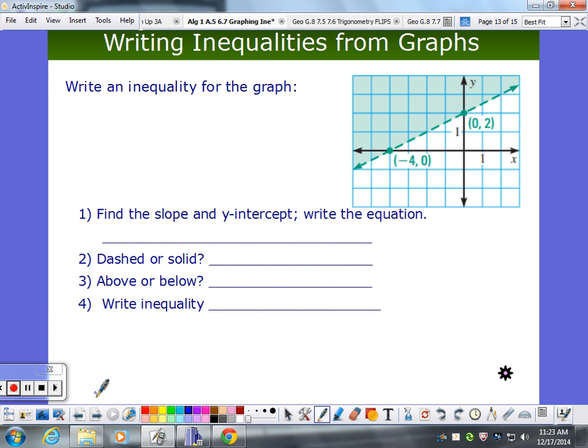We can do this. All right. This is kind of an advanced topic. You guys are up for it, I know it. Writing inequalities for graphs. We haven't really learned how to write equations, but you can see how simple it is. I want to write this inequality. What does that even look like?